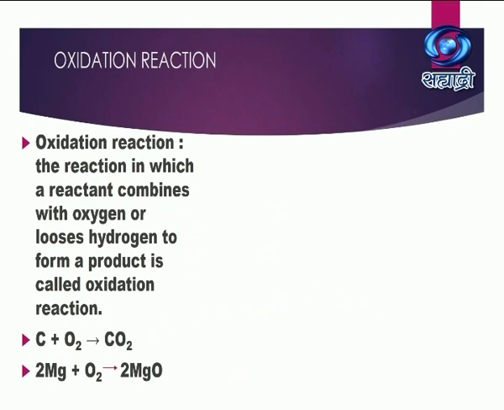Now, one more type of reaction that we are going to study is oxidation reaction. Oxidation reaction, as the name itself suggests, is the reaction in which a reactant combines with oxygen or loses hydrogen to form a product. Examples are carbon plus oxygen giving carbon dioxide, and 2Mg plus O2 that gives 2MgO, that is magnesium oxide.